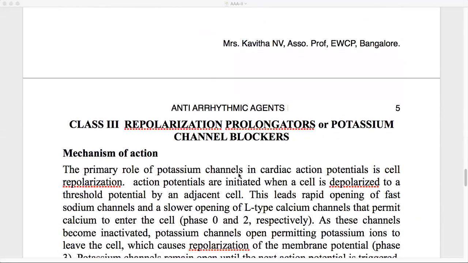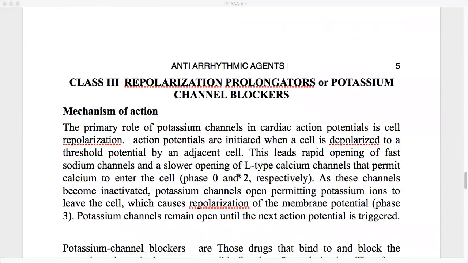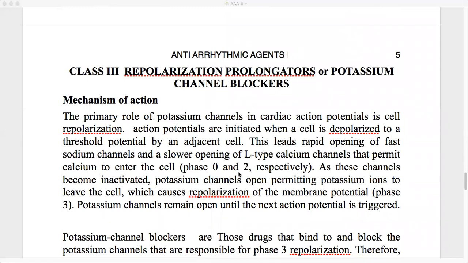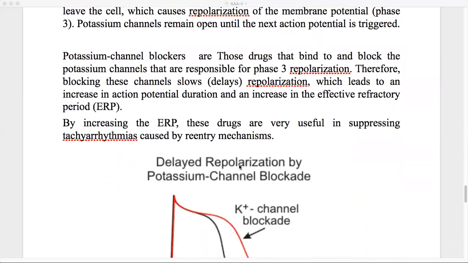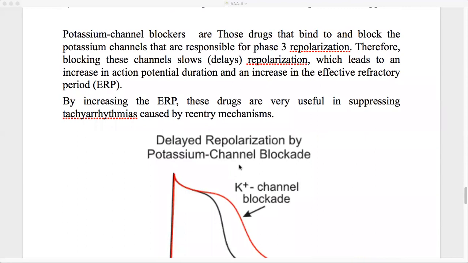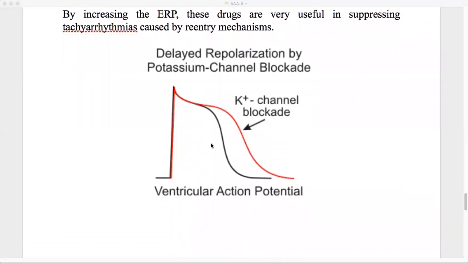Then coming to the next one, class 3 of the antiarrhythmic agents, that is repolarization prolongators or potassium channel blockers. Same like sodium channel blockers, in this case these drugs block the potassium channel. When the potassium channels are blocked, the action potential will look something like this. The red one is the altered curve, and the black is the normal action potential.